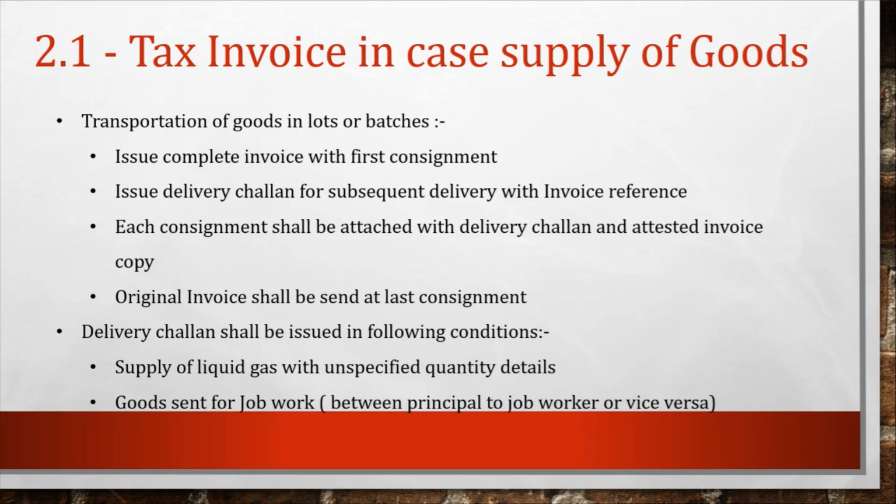Second, a delivery challan shall be issued in the following conditions. First, where the tax invoice is not available or not required, a delivery challan is issued instead of a tax invoice for transportation of goods in some specific circumstances. So what are those circumstances? When you are supplying liquid gas and you do not know the quantity details, or goods sent for job work between the principal and job worker and from job worker to principal. In that case only a delivery challan you have to issue. You do not need to issue tax invoices. So this is the provision.